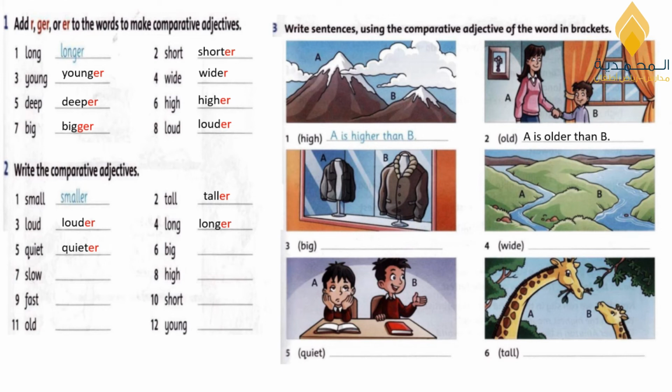3, big. B is bigger than A. 4, wide. B is wider than A. 5, quiet. A is quieter than B. 6, tall. A is taller than B.